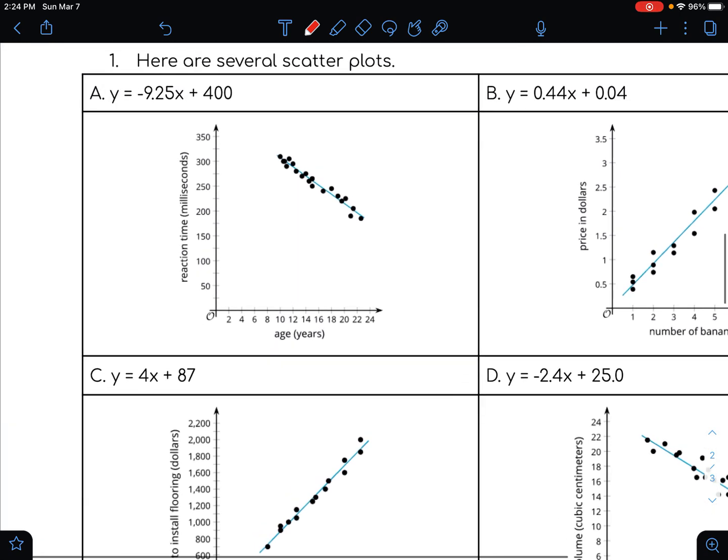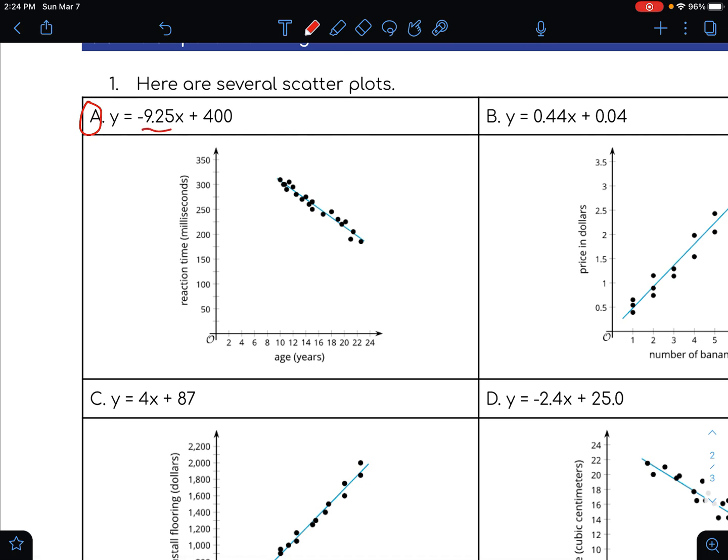All right, let's start off with A. So in A, y equals mx plus b, the slope is negative 9.25. And so once again, let's just think about what that means. On the x-axis, we have age in years, and on the y-axis, we have reaction time. Remember slope, what we were talking about on the previous page, basically means for every 1 we go over this way, what is happening to the y? In this case, the y values are going down by 9.25. So that is the meaning of the slope.